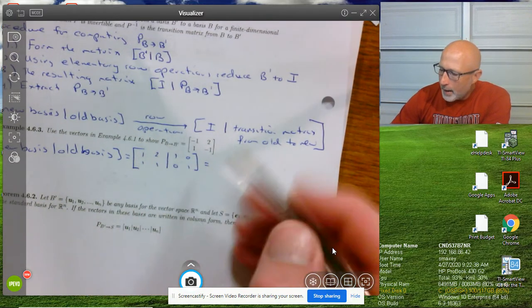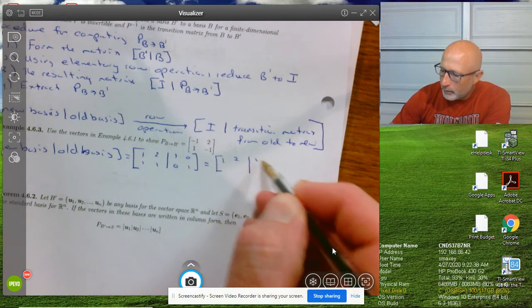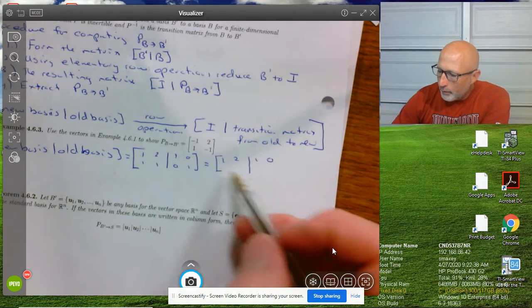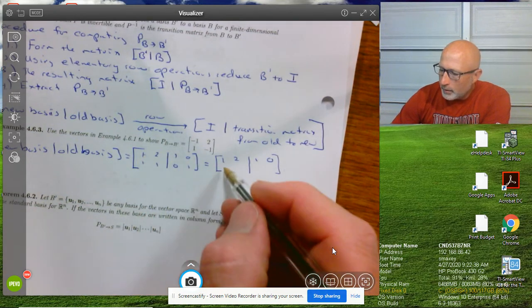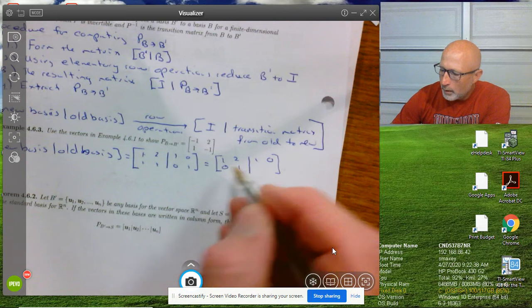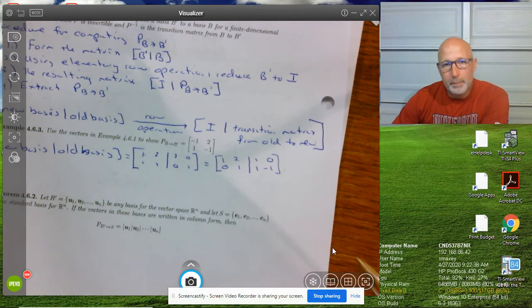So I'm going to take the top. The top is going to remain the same. So 1, 2, augmented with 1, 0. And the bottom row over here is going to become by taking the top minus the bottom. So 1 minus 1 gives you 0. 2 minus 1 gives you 1. 1 minus 0 gives you 1. 0 minus 1 gives you negative 1.